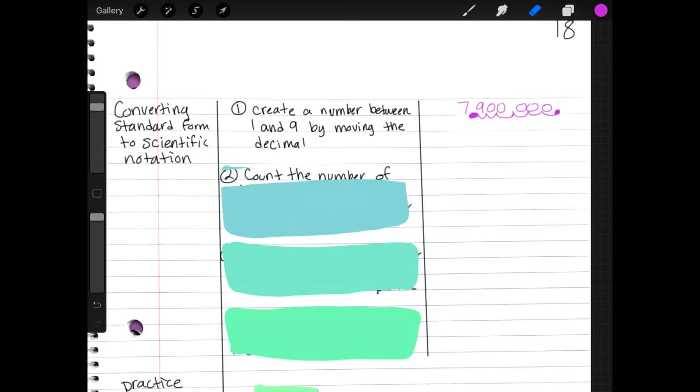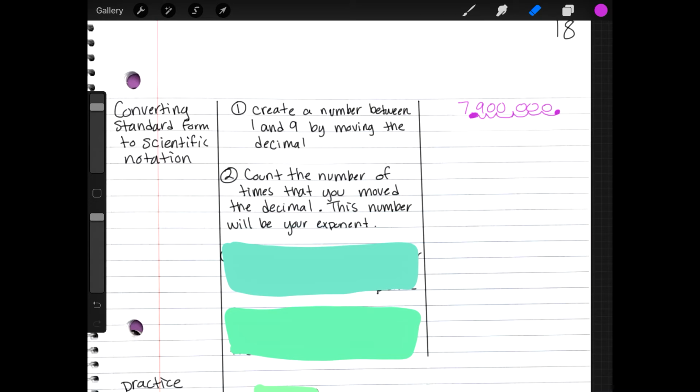The next thing is count the number of times you move the decimal, and this would be your exponent. So we moved it 1, 2, 3, 4, 5, 6 times. So that's going to be my exponent, 6. But first I need to know whether it's going to be a positive 6 or a negative 6.